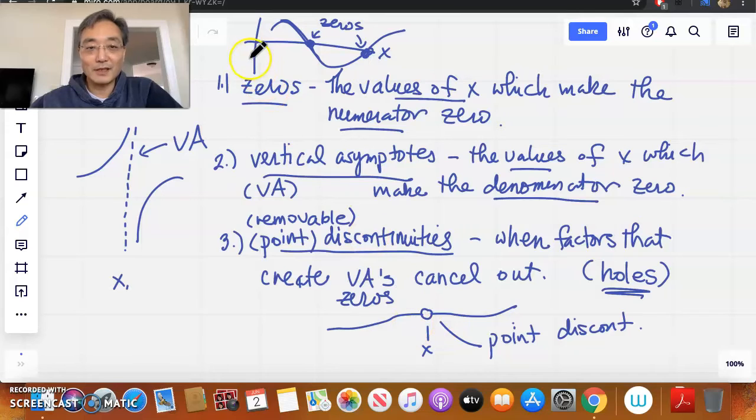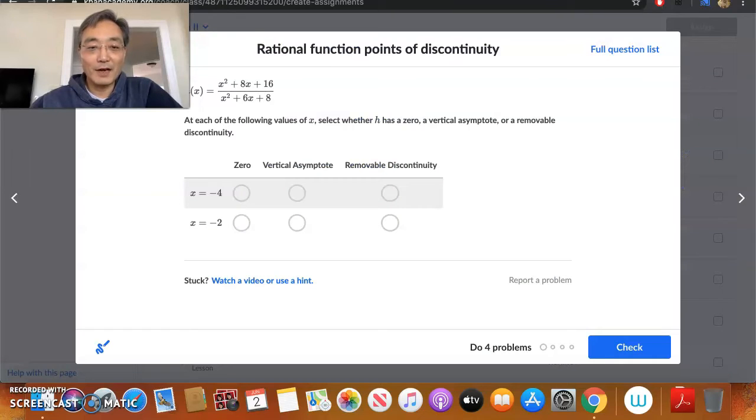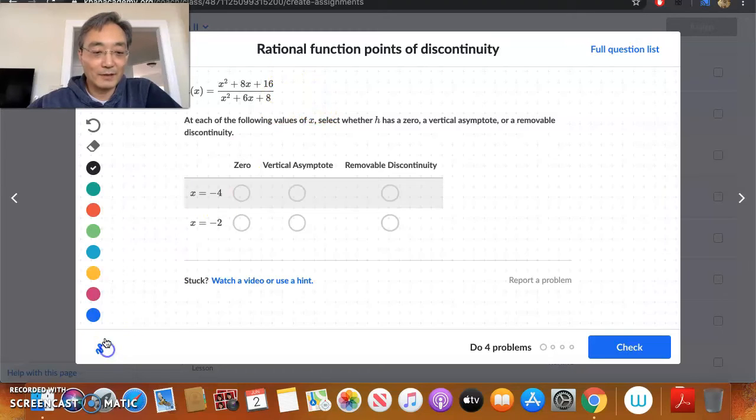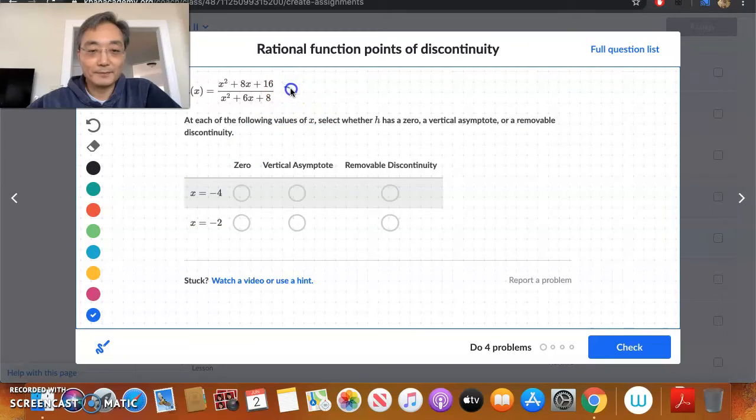Let's see if we can figure out whether we have zeros, vertical asymptotes, or removable discontinuities. The first step in doing these problems is we have to factor. So let's factor. If we factor the top, we have x plus 4, x plus 4. And if we factor the bottom, we're going to have x plus 4, x plus 2, like that. Okay, now let's do our analysis.